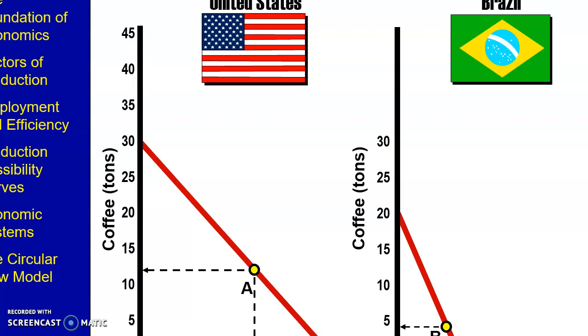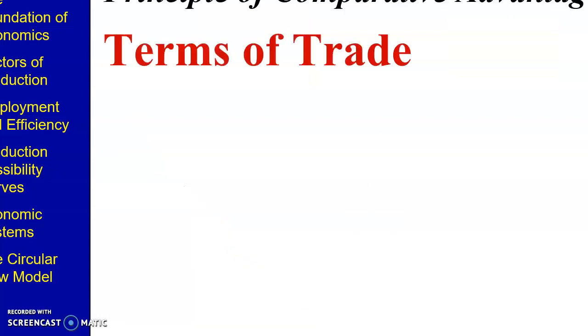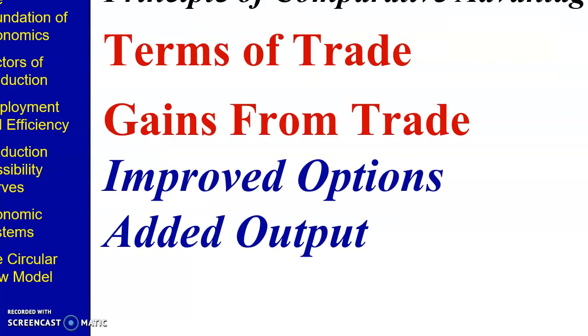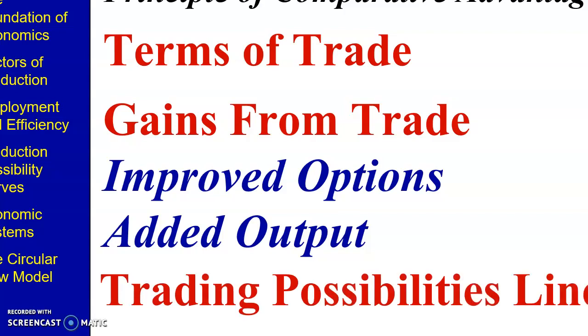Everybody wins. Right? The United States gets more coffee per cost than we could domestically, and Brazil gets more wheat than they could do domestically by producing coffee, right? We do better than our domestic opportunity cost, and comparative advantage rocks. Okay? As long as our terms of trade are better than our domestic opportunity cost, we win. We get improved options and added output, okay?